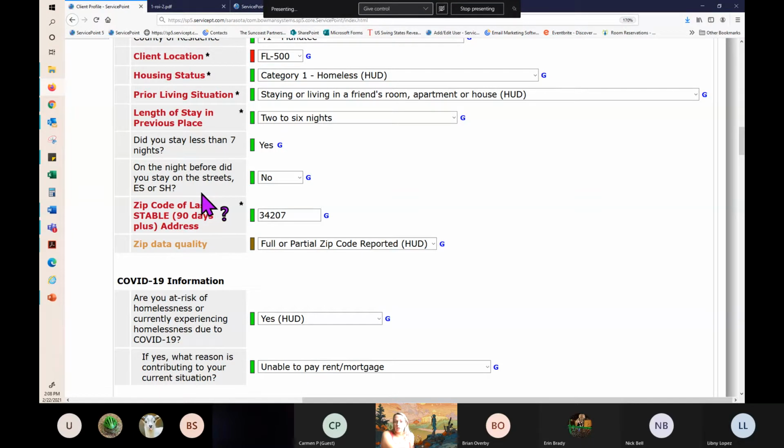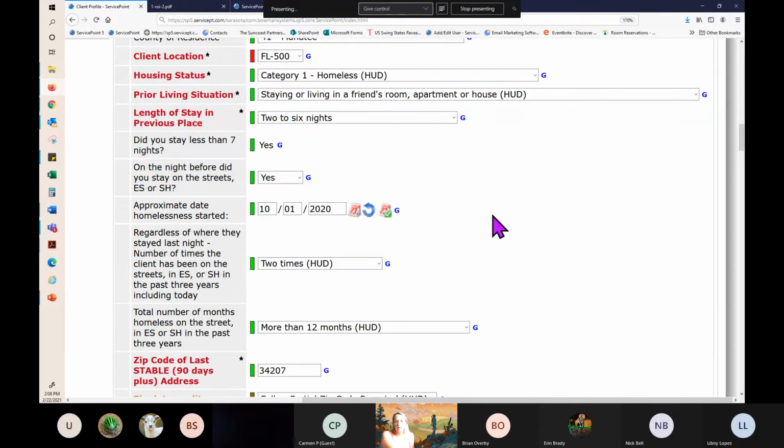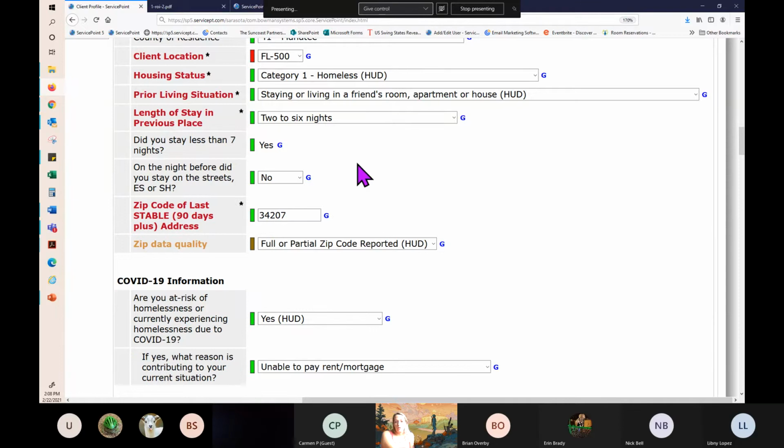On the night before, did you stay on the streets or emergency shelter? This is dependent. If we say yes, conditional logic appears. We say no. So these are just little things that I've noticed when doing access point intakes and corrections and all of that, where we kind of just miss it. We're going through the motions and whatever happens.